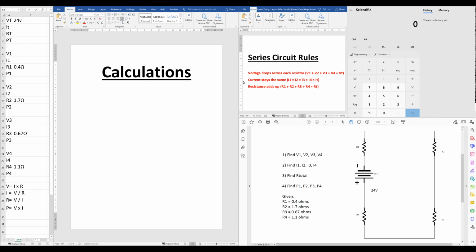I have my series circuit rules here as well, and we'll be talking about these as we go through the circuit. I have, of course, my circuit visual right here, and we are using the negative to positive electron flow rules. So we have R1, 2, 3, and 4 here in a loop.